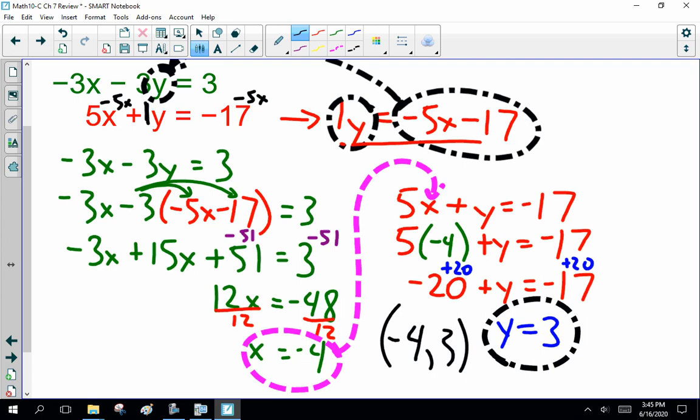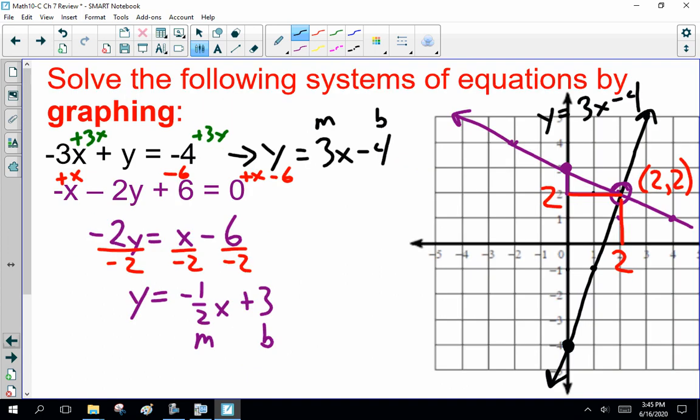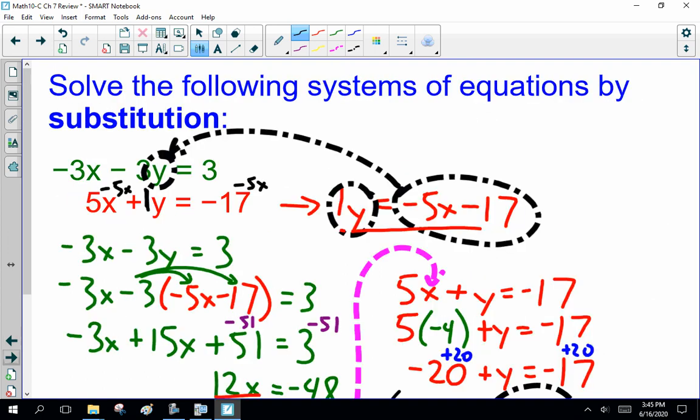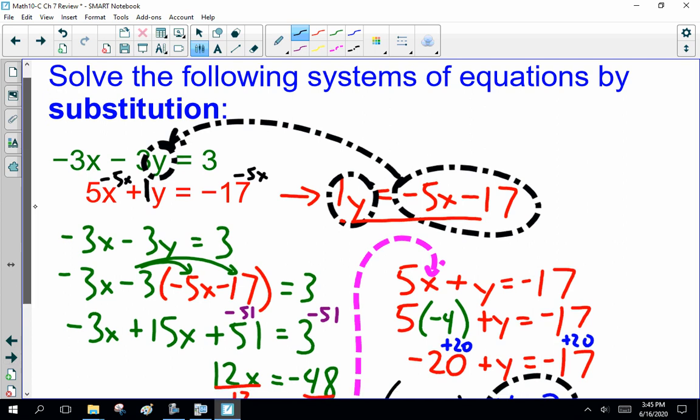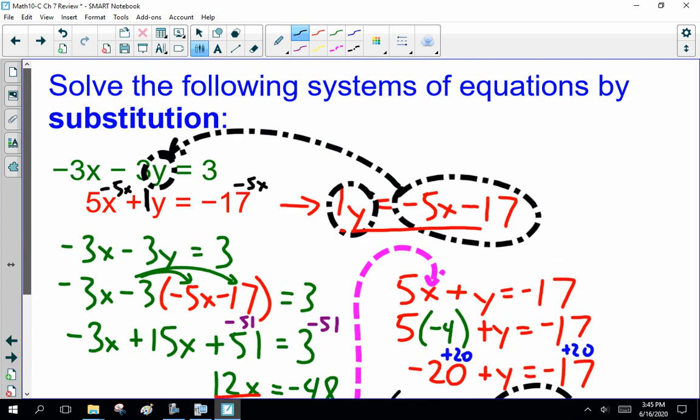Right? Now, is there a lot of steps there? Yes. Is it possible to make a dumb math boo-boo? Yes. Just like I did a dumb math boo-boo back here graphing. It happens. Learn from your mistakes and fix it. Anyway, so this is substitution. One of the coefficients is a 1, and you substitute in.